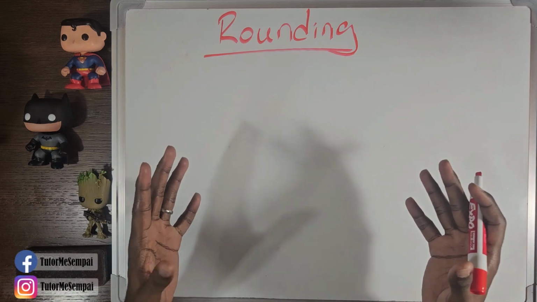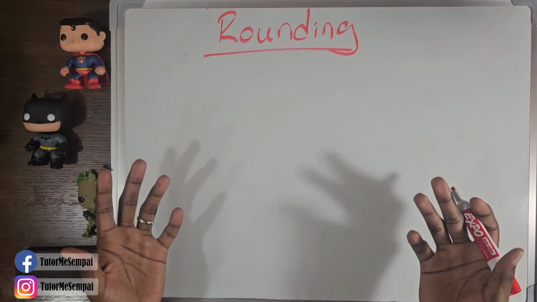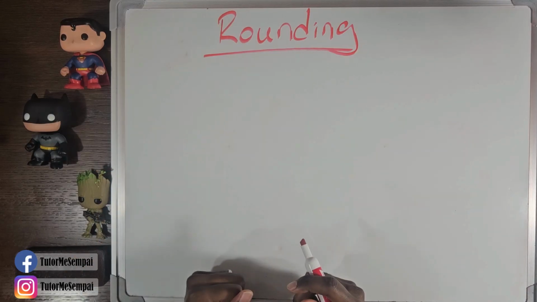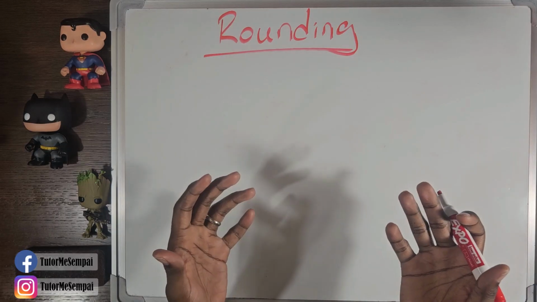So today we're going to be talking about rounding our numbers and also talking about some of the dangers that you'll run into when you round your numbers. But before we jump into what can possibly go wrong with rounding, let's first talk about how we're going to round our numbers.